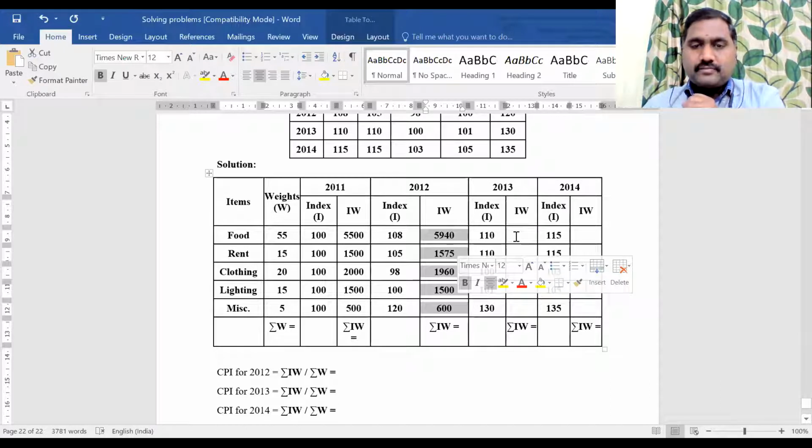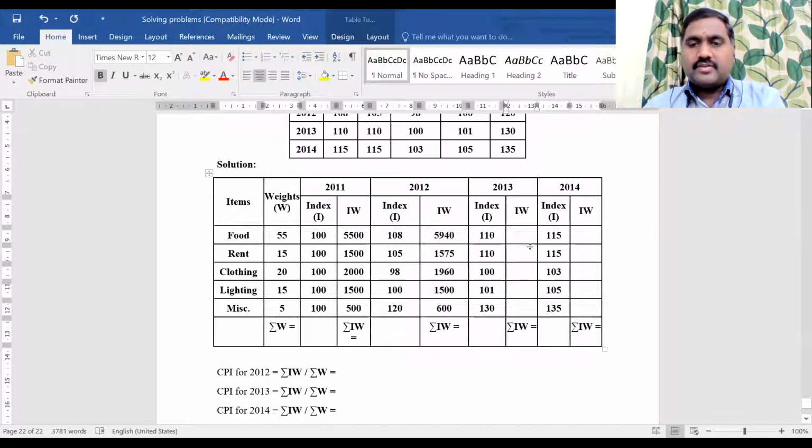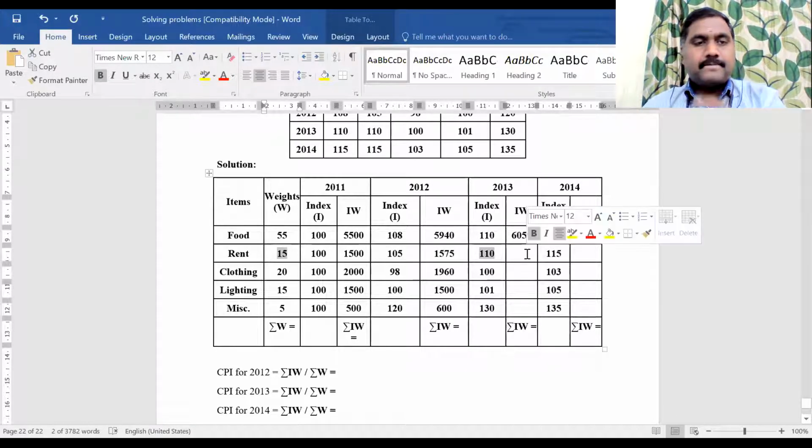Now we need to move to 2013. See, 2013 IW. 110 into 55. Very good, Vidya. 6,050, right? Okay. Next, 110 into 15. 1,500, sir. Sorry, 1,000.